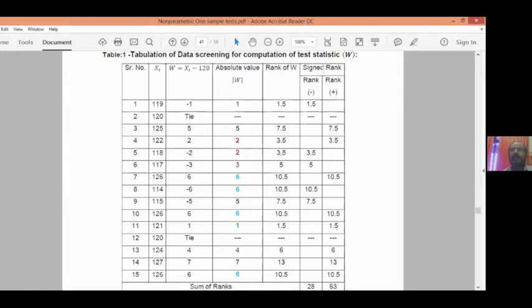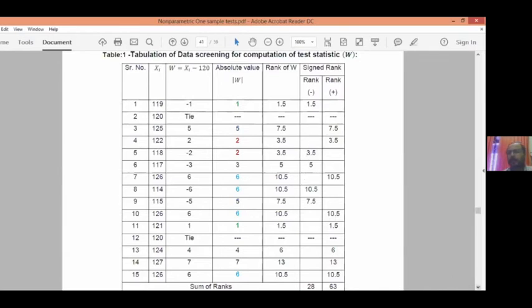And then we assign signed ranks, positive and negative. This one is negative, so we assign negative 1.5. Look here, minus 3.5 for this negative. For this observation we take 5, so minus 6 and 10.5 we take here. So we have to segregate these observations by plus and minus sign. For those which are positive, we write rank plus, and for the others rank minus.